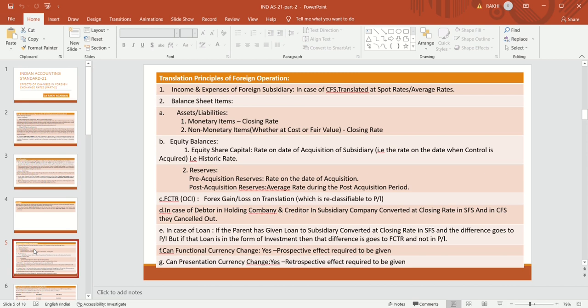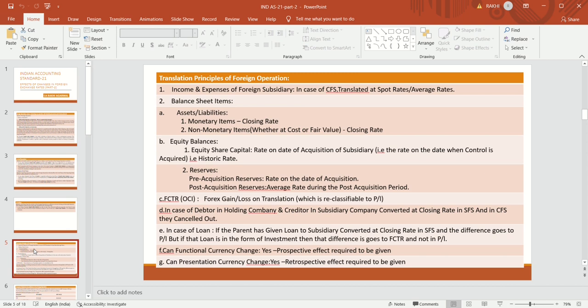and the debtor is also recognized, and both are eliminated with each other. If there is any difference, that difference is recognized as foreign currency gain or loss, and the foreign currency gains and losses cancel out with each other. The difference which arises is to be charged to P&L as foreign currency gain or loss, or recognized as FCTR.